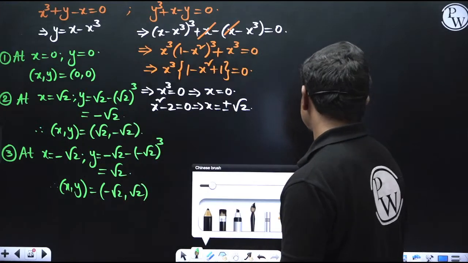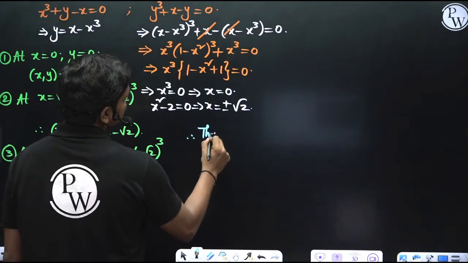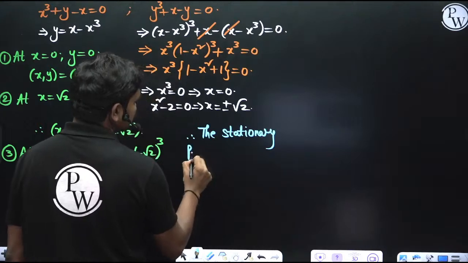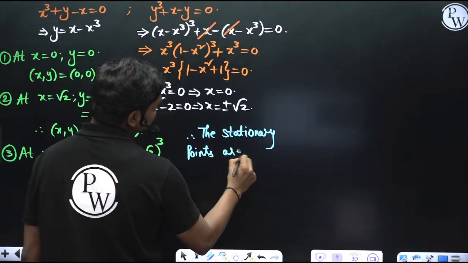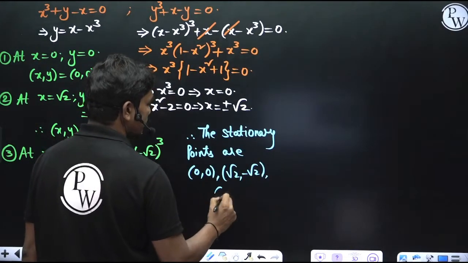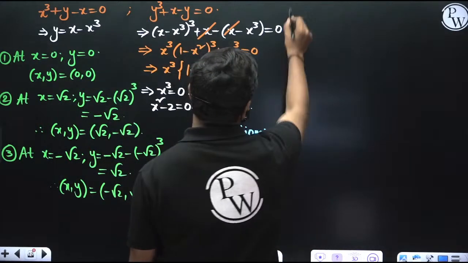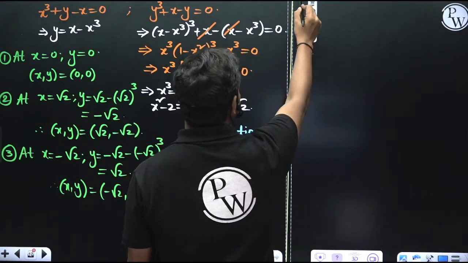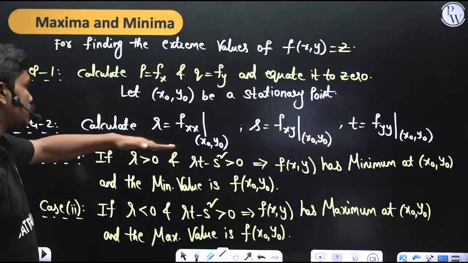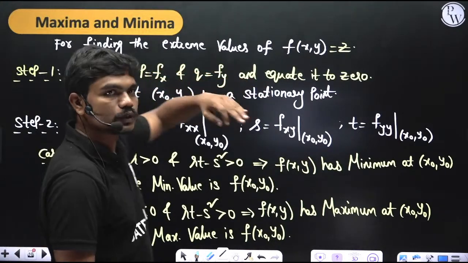Okay, so therefore you have three stationary points in this case: origin, root 2 comma minus root 2, and minus root 2 comma root 2 actually here. Okay, so now the first thing we have done is we figured out stationary points. So this function has got three stationary points. So we achieved this step 1 successfully. Okay, so you equate p and q to 0, so you get the stationary points. So you got three stationary points.